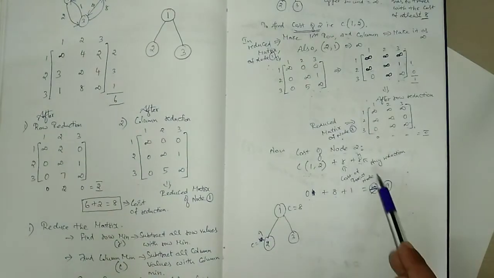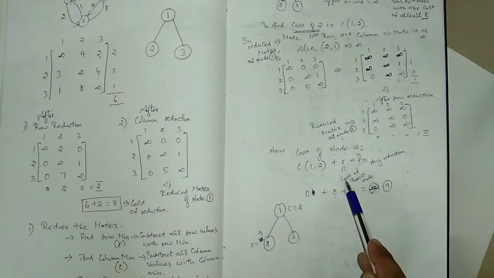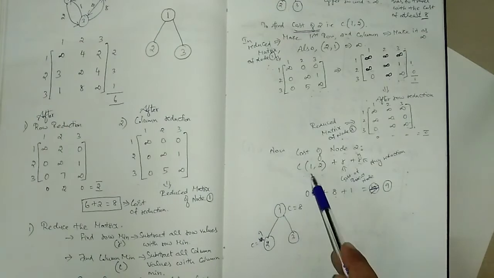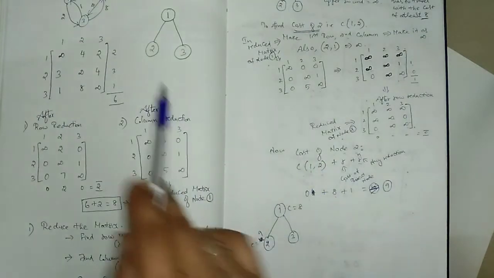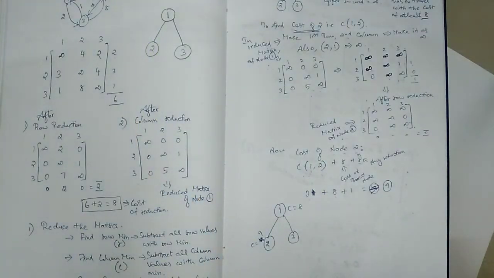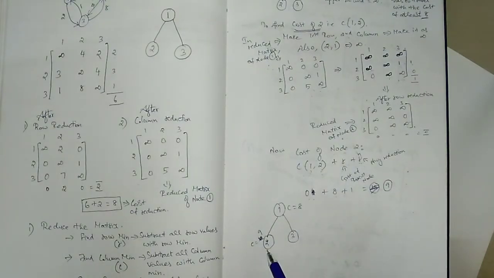So this is my R cap here, and the cost of parent node will be 0 and the cost of 1 comma 2 is here, whereas here I am calculating the cost of node 1 itself. So it is 1 comma 1, it is nothing, so it is 0. So 0 plus 8 plus 0, here it is 0. The same way here we calculate C of 1 comma 2 plus R cap, which makes 9. So this is the cost of node 2.